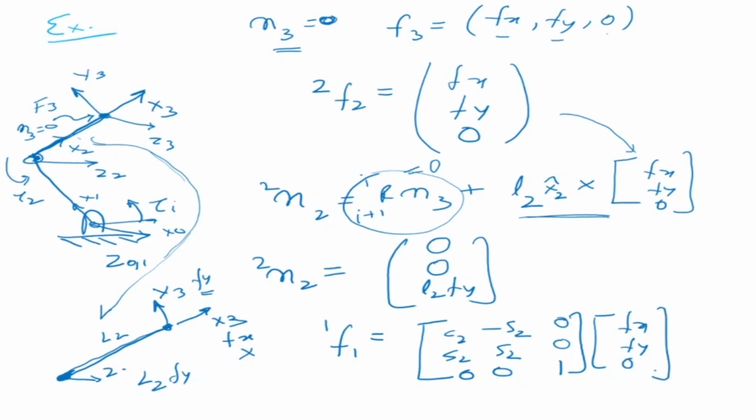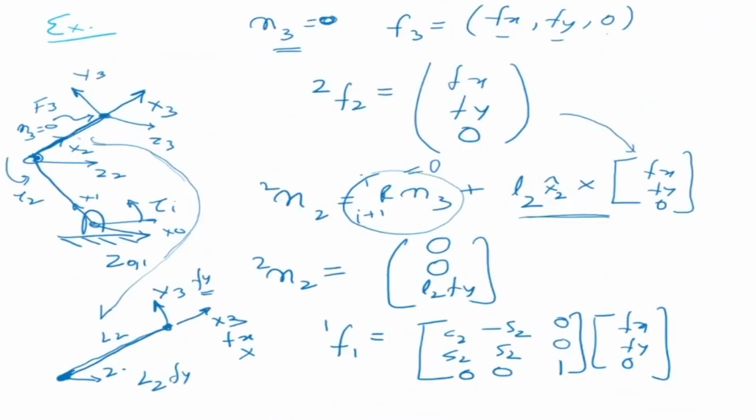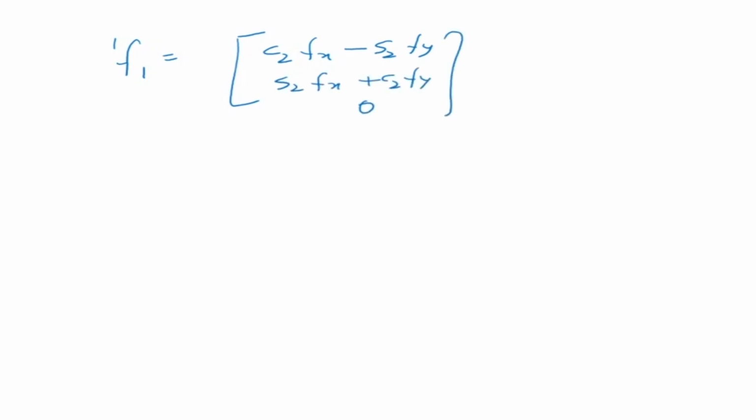0. So we are using the equation again. Just to go back, we are simply using this equation: rotation matrix into the previous force. And if we do this, then what do we get is F1. We just need to multiply it out. We get C2 Fx minus S2 Fy, S2 Fx plus C2 Fy, and 0.